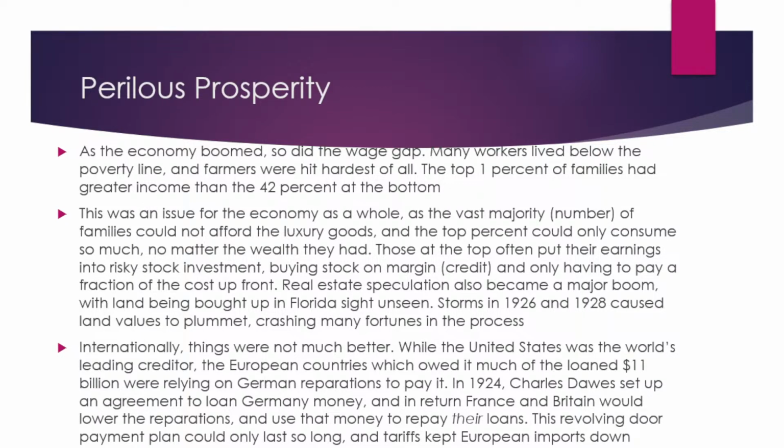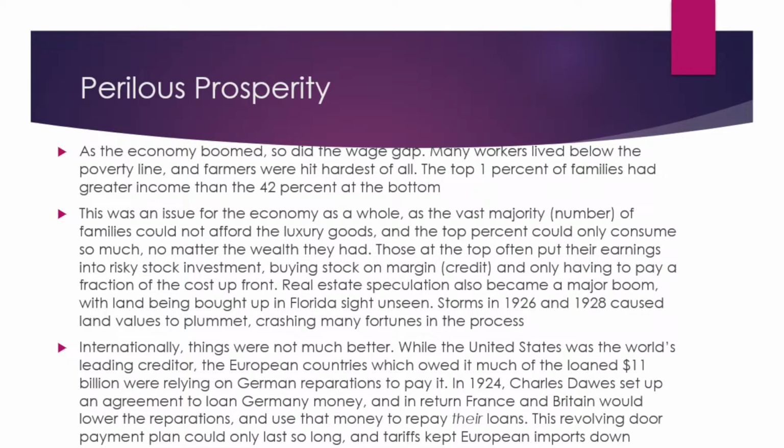So Charles Dawes set up an agreement to loan Germany money so that Germany could then use part of that money to rebuild their economy, but then also pay that money back to France and England, and then France and England could pay that money back to America. It was this weird circular system.